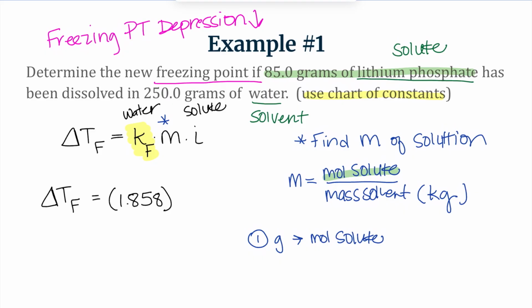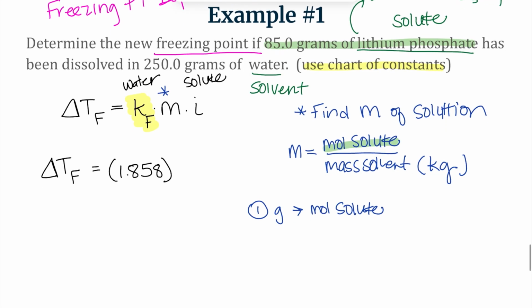So let's write what our formula is for lithium phosphate. Lithium is a +1, phosphate, PO4, is a -3, which means we get Li3PO4. And so I can do my grams to moles conversion now. So we have 85.0 grams of Li3PO4.